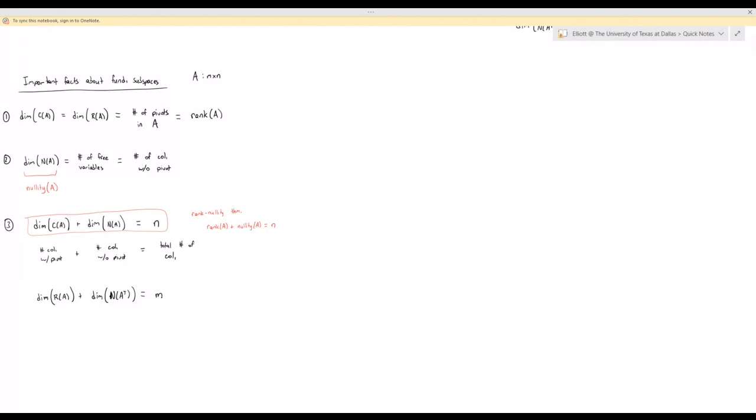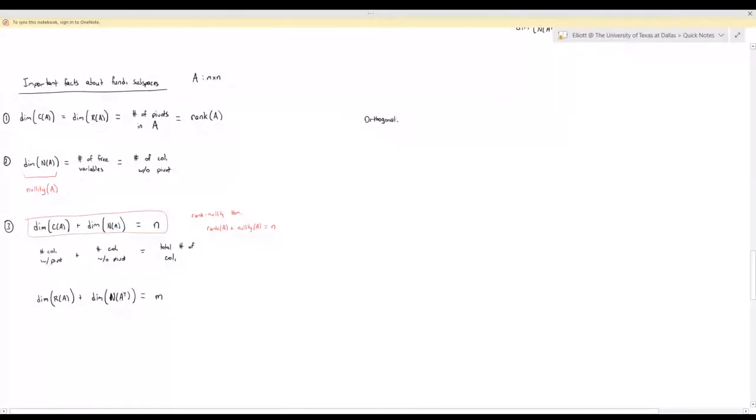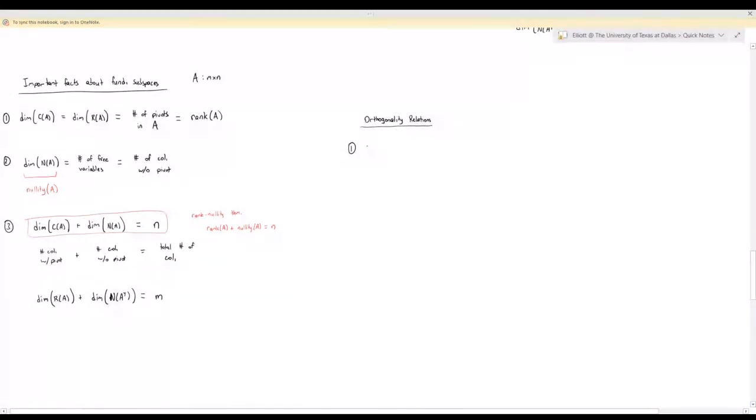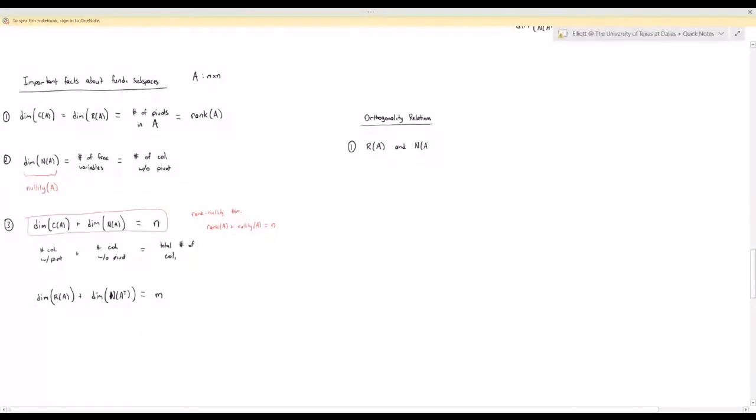Okay. And then aside from these facts, I also want to mention something about the orthogonality between these four fundamental subspaces. So let's think about the row space and the null space of a matrix for the moment, okay?